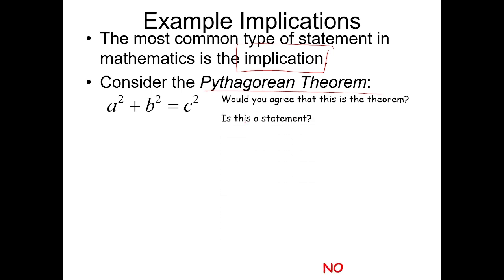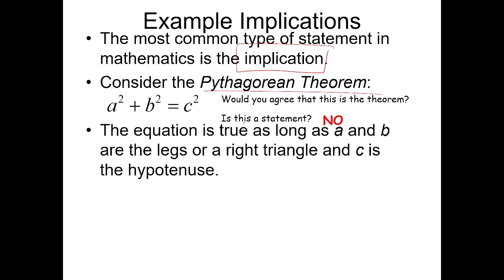Or is this a statement? No, this is not a theorem. This is not a statement. The equation is true as long as A and B are the legs of a right triangle and C is the hypotenuse. This is not true for every triangle possible. Just by this statement only, you never know what A, B, and C are.